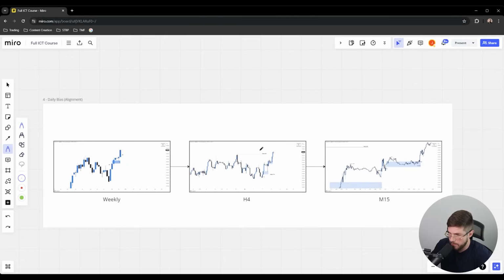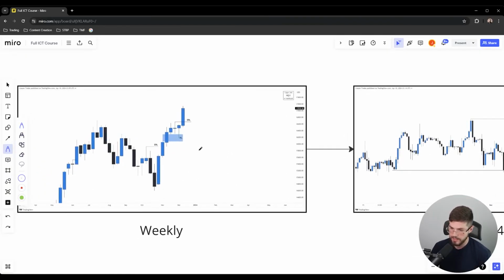Now, we're going to talk about alignment. Alignment is when you have all of the higher timeframes that you're using, and you don't need to use every single one. You should use 2 to 3, but it's when you have these timeframes in agreement on what you're looking at. Let's take a look at this example.